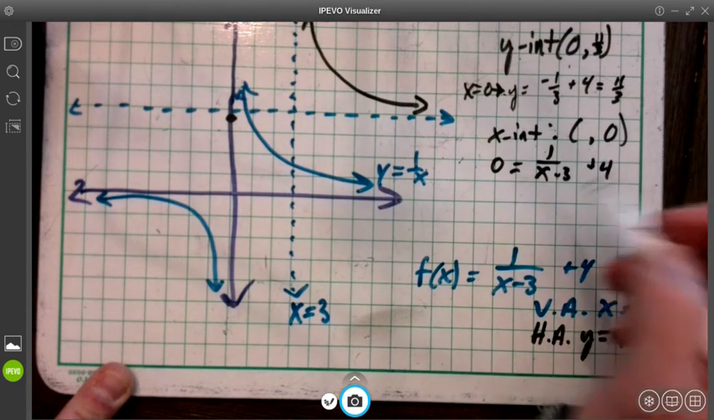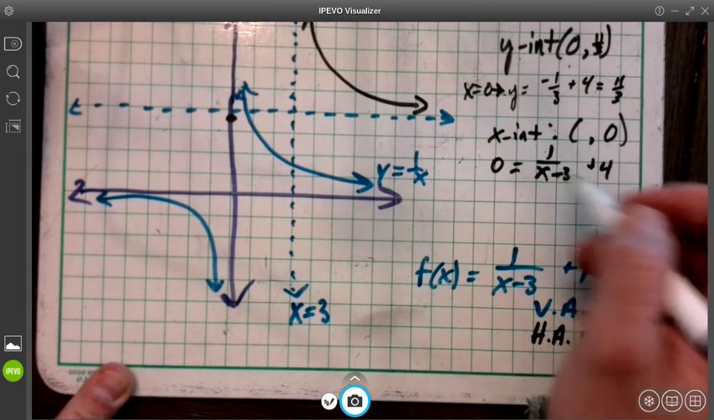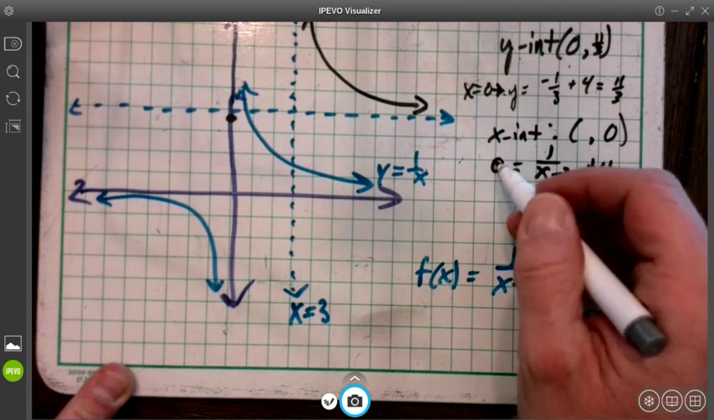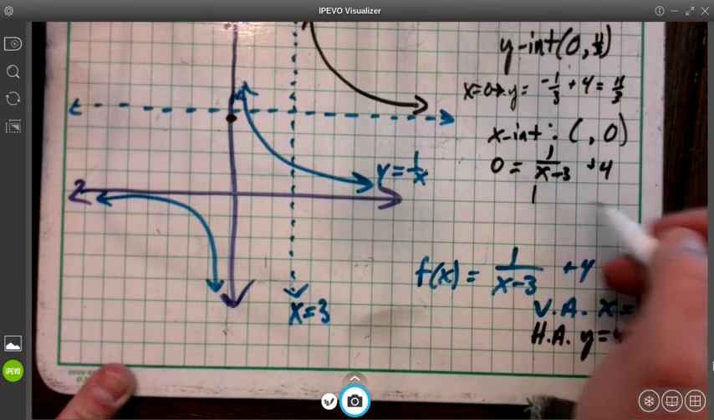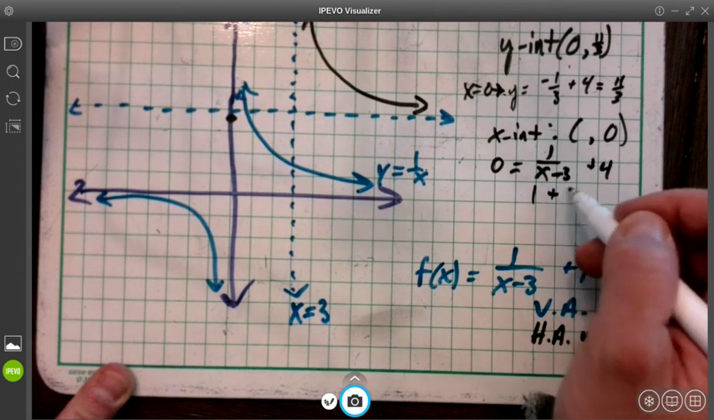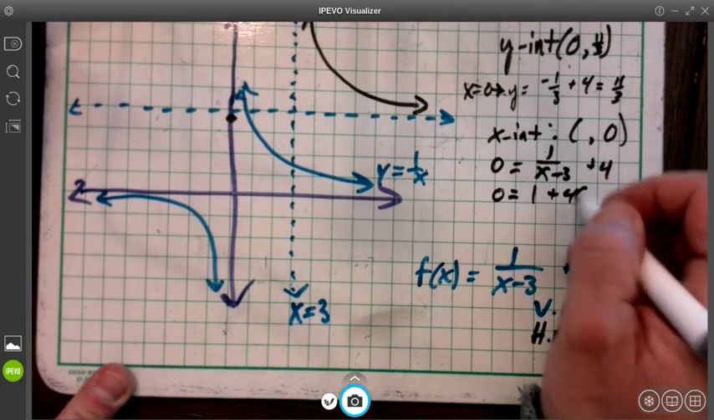Okay, so to solve this, I'm going to clear the denominator by multiplying everything by x minus 3. So 0 times x minus 3 is 0. X minus 3 divided by x minus 3 is 1. Times 1 is 1. Plus 4 times x minus 3.